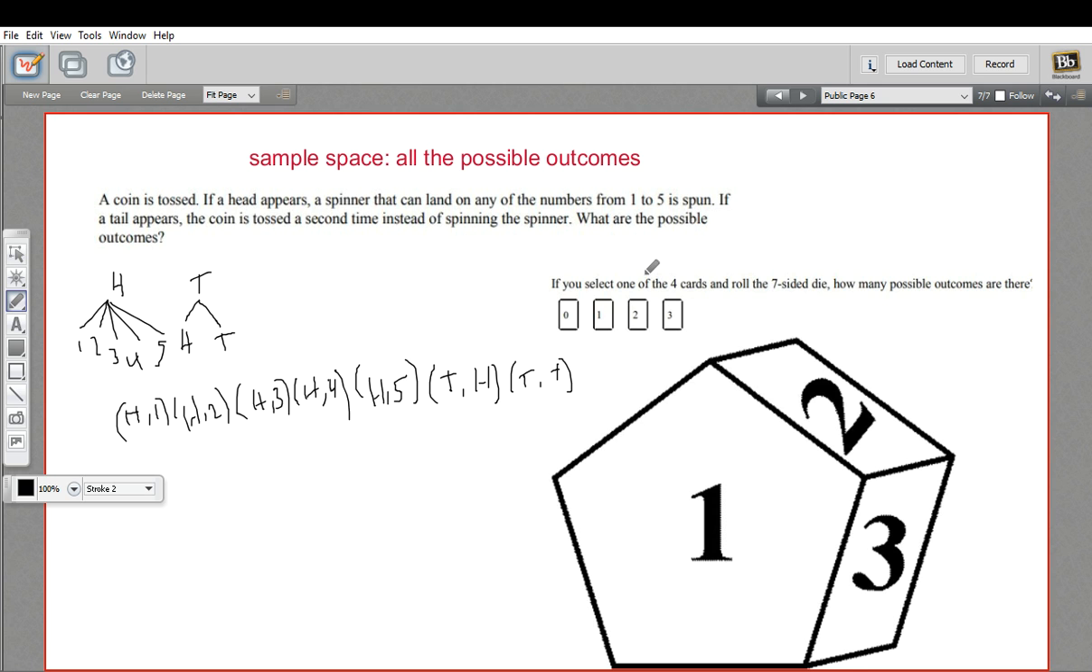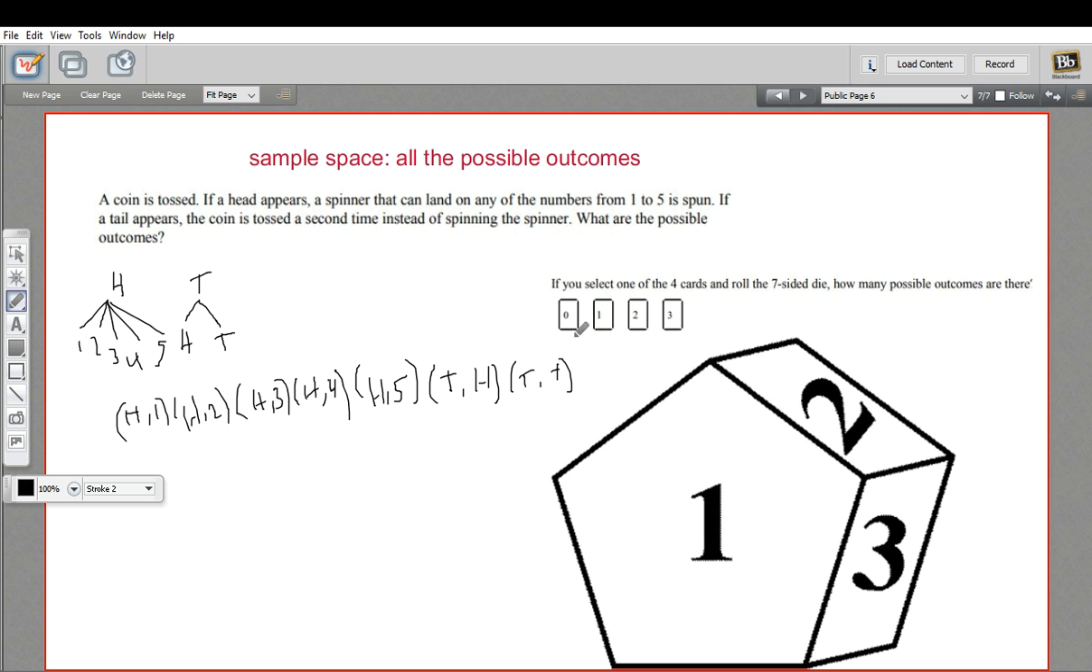This says if you select one of the 4 cards, so we've got these really tiny cards, and then we've got a giant 7-sided die. So you pick one of the cards and then you roll the die. How many possible outcomes are there? In this case, we don't need to list them all. We just need to figure out how many possible outcomes there are. And that's important because that's the bottom number for the fraction where you show probability. So we often want to know how big the sample space is.